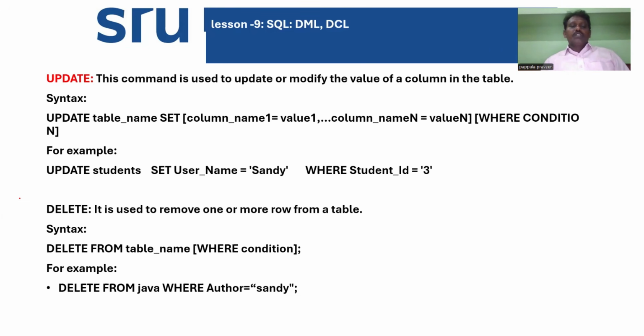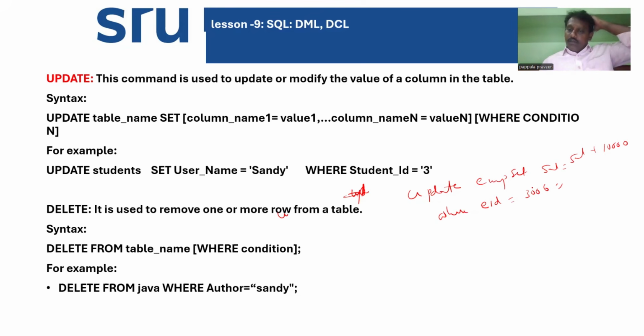So now I want to change the employee name in the employee table, in a particular employee record, or I want to change the employee salary for a particular employee ID. So now I want to write: update employee set salary equal to salary plus 10,000, where employee ID equal to 3006.